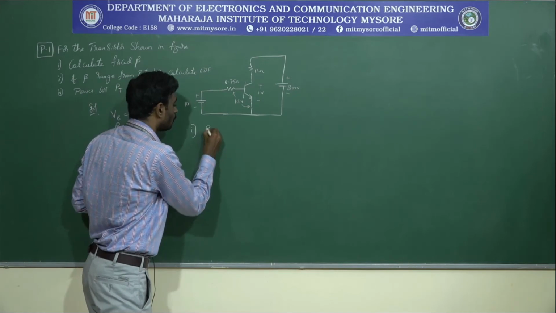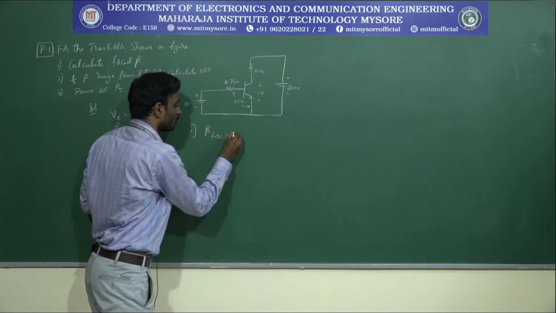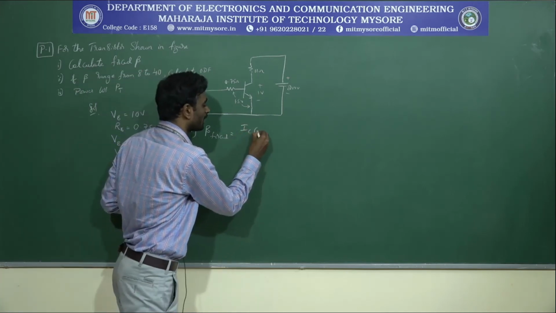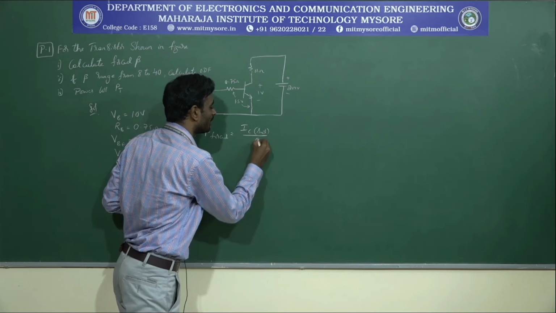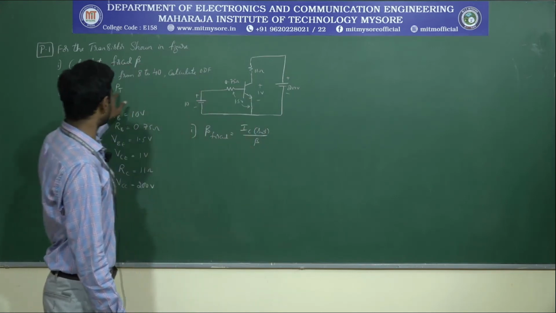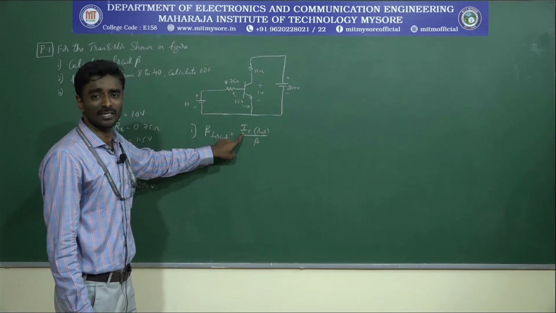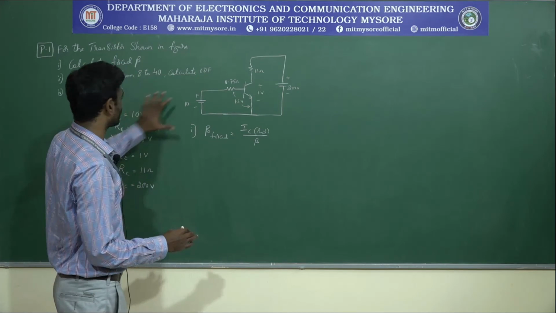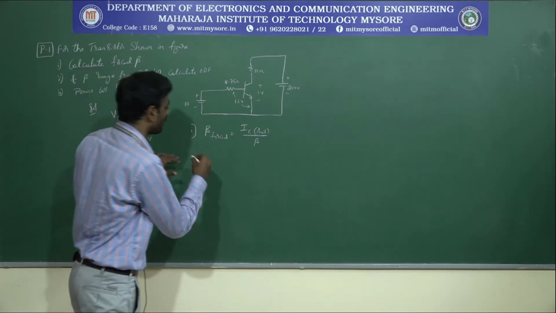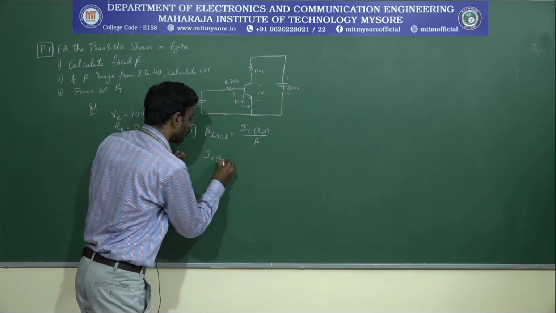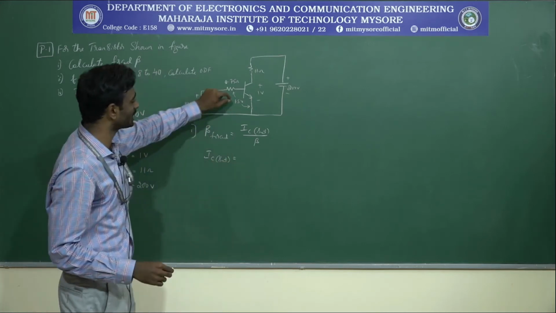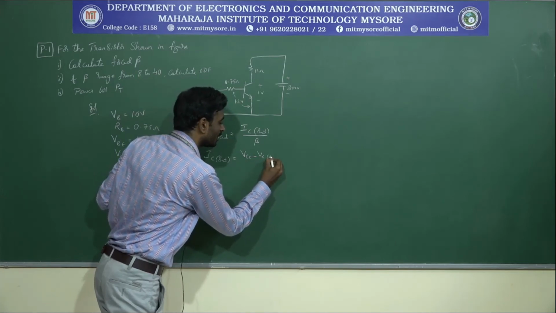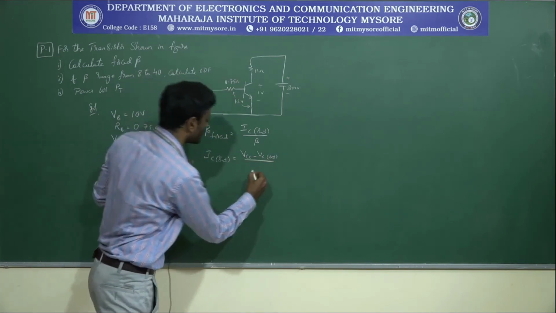The first thing I need to find out is the forced beta value. The forced beta value will be given as IC saturation divided by IB. Here they have not given the IC saturation value, but I have an equation to find out the IC saturation value. IC saturation will be equal to VCC minus VCE saturation divided by this RC value.